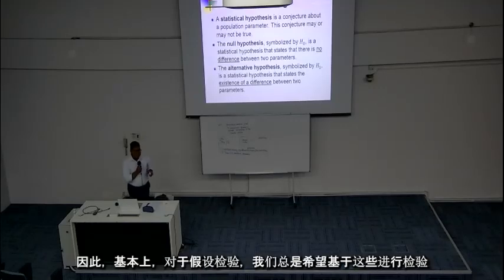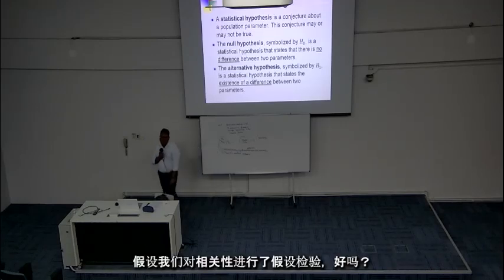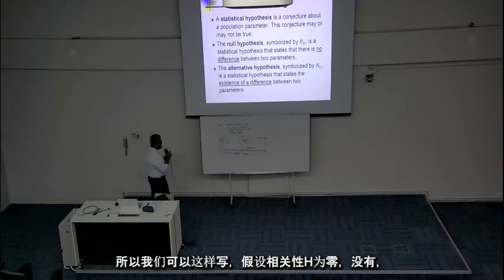Okay, so basically for hypothesis testing, we always want to test based on these two. Let's say we have a hypothesis test about the correlation. Okay, so we can write it like this.